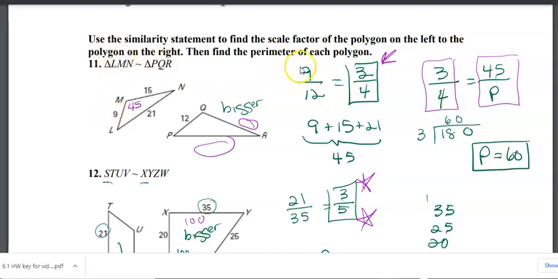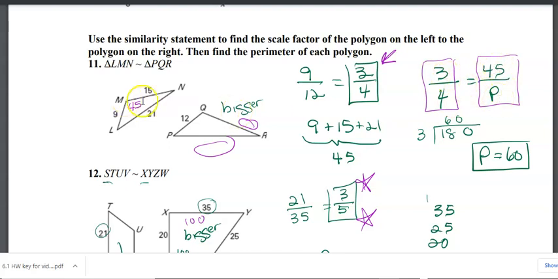LM is 9. 9 over 12, can I reduce that? I can. I can put 3 into 9 3 times and 3 into 12 4 times. Here is my scale factor. The scale factor of the first triangle to the second triangle tells me that the perimeters will be in the same proportion as the sides.